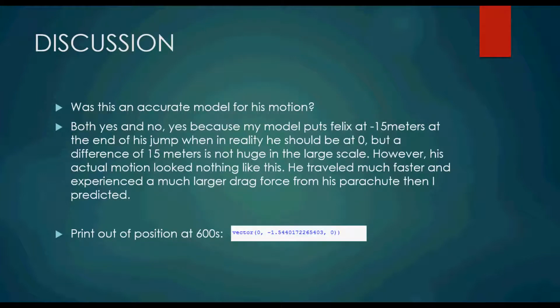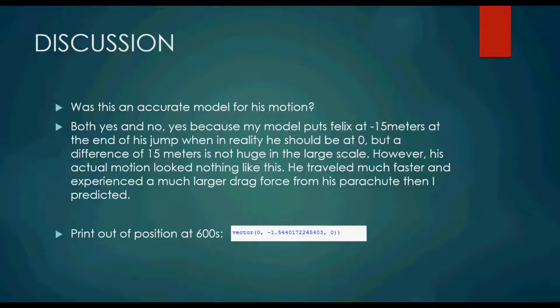Was this an accurate model for his motion? Both yes and no. Yes, because my model put Felix at negative 15 meters at the end of his jump, when in reality he should be at 0. But this is pretty close on a large scale.